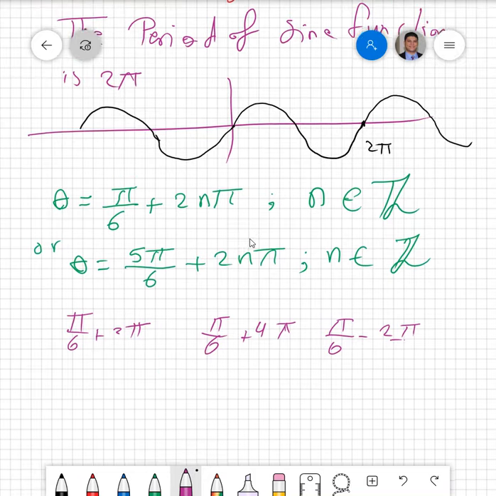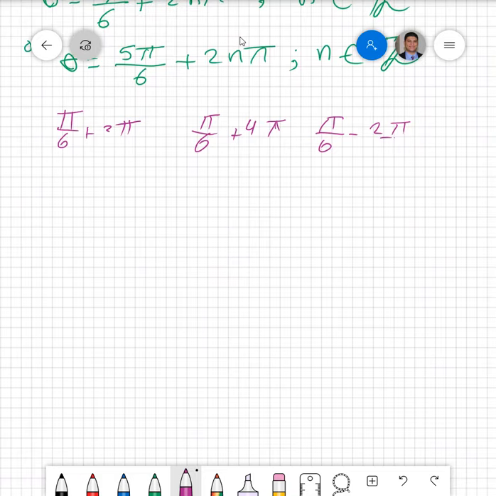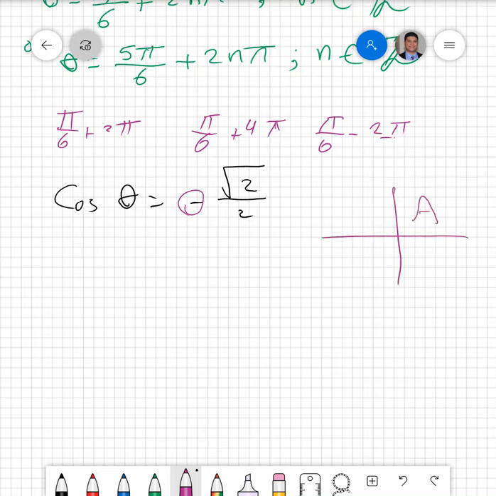Another example. Cosine theta equal negative radical 2 over 2. So first, cosine here is negative. Cosine is negative in which quadrant? All students take calculus. So cosine is negative in quadrant 2 and quadrant 3. So how can we find theta here in quadrant 2 or quadrant 3?